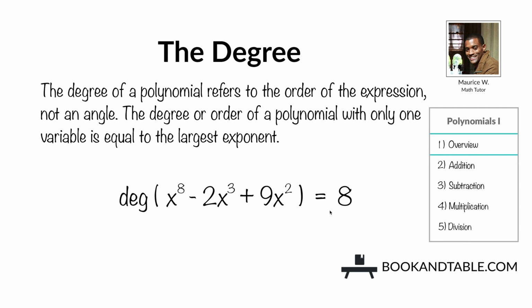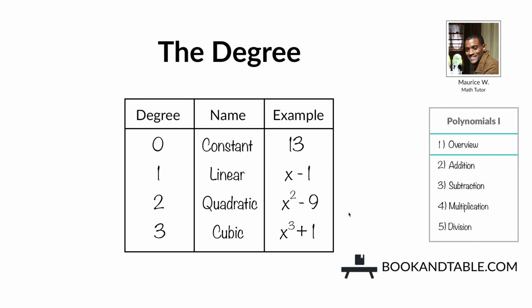Another example, if we had x to the 8th minus 2x cubed plus 9x squared, this term, 9x squared, has a degree equal to 2. This term, -2x cubed, has a degree equal to 3. And this term, x to the 8th, has a degree equal to 8. So the largest exponent in the polynomial is 8. So the degree of the polynomial is equal to 8. So that's how you find the degree of a polynomial that only has one variable.